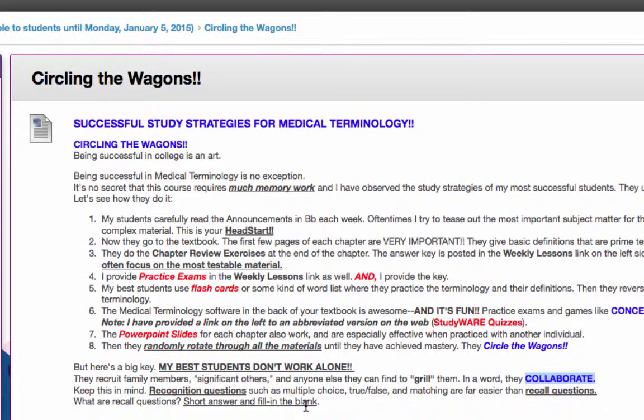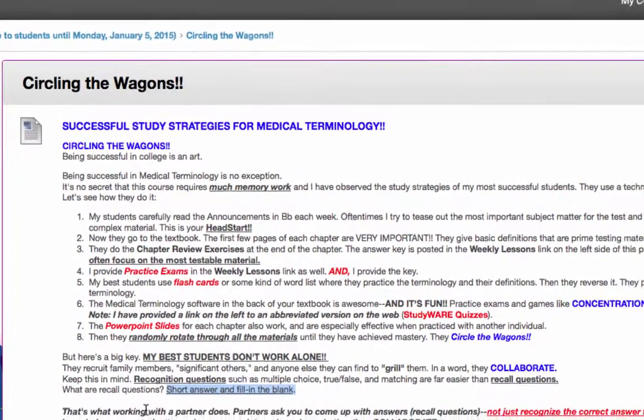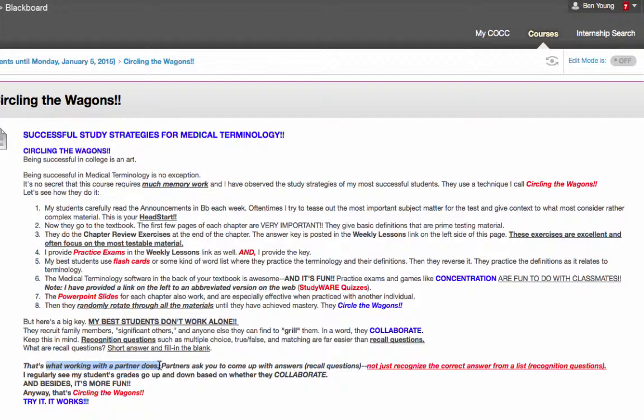Recognition questions such as multiple choice, true, false, and matching are far easier than recall questions. Recall questions are questions like short answer and fill in the blank. So those are the tough ones, and that's what working with a partner does: partners ask you to come up with answers, recall questions, not just recognize the correct answer from a list. So that's really knowing the subject matter. I regularly see my students' grades go up and down based on whether they collaborate, and besides, it's more fun. Anyway, that's circling the wagons. Try it. It works.